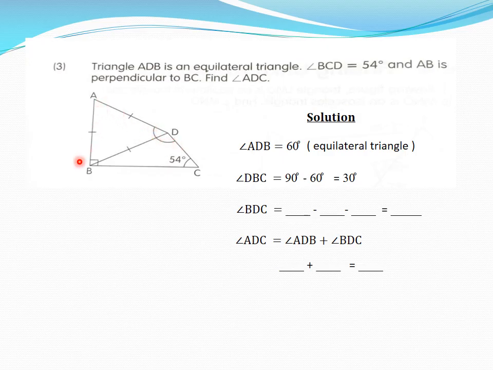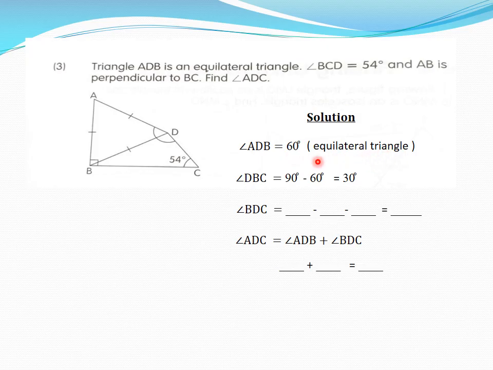Because ABD is an equilateral triangle, it means angle D equals 60 degrees here. But we need to find one more part of angle D. How do we do that? Right now we look at our solution. Teacher gives you some clue. So ADB equals 60 degrees. Teacher already told you, right? So angle D equals 60 degrees because it is an equilateral triangle.